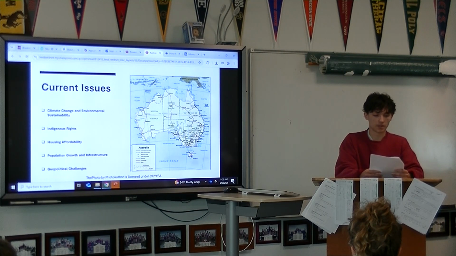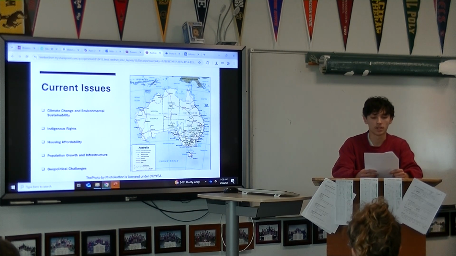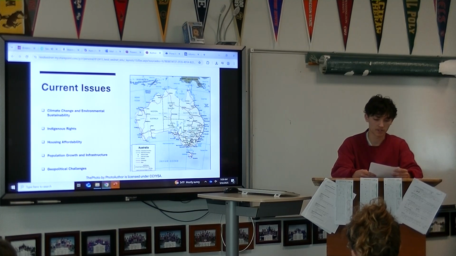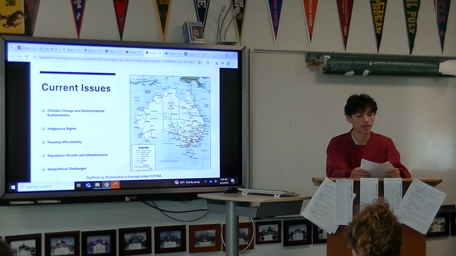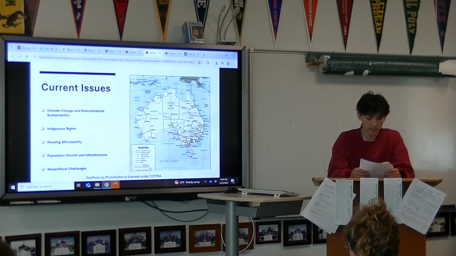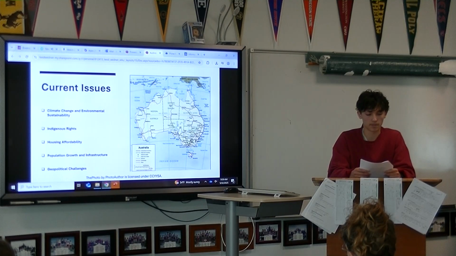Political dynamics as well. The recent split between the Liberal and National parties has reshaped the political landscape, influencing policy directions and party strategies. And their election was actually earlier this month as well, so it's very recent. And then economic pressures. Rising living costs and economic uncertainties are central concerns for voters in the upcoming elections.